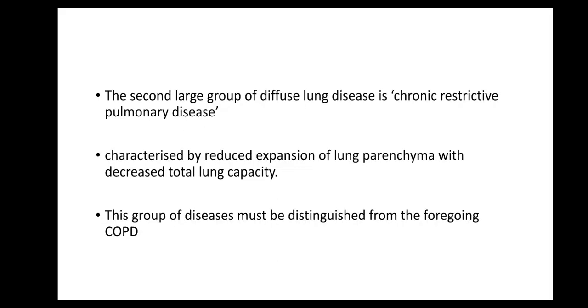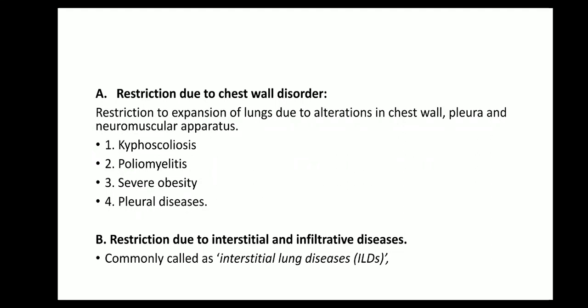On differences between chronic restrictive pulmonary disease and chronic obstructive pulmonary disease. These are the second largest group of diffuse lung diseases, that is chronic restrictive pulmonary diseases. This is characterized by reduced expansion of lung parenchyma with decreased total lung capacity. This group has to be distinguished from the foregoing COPDs.